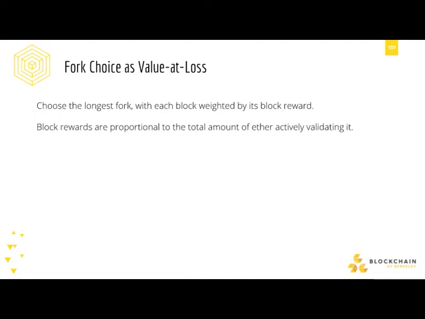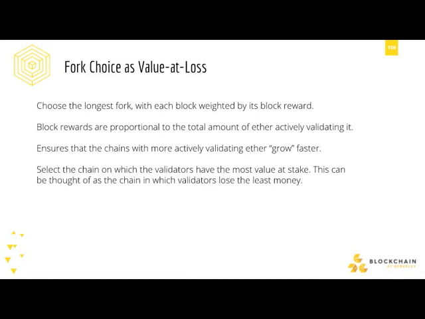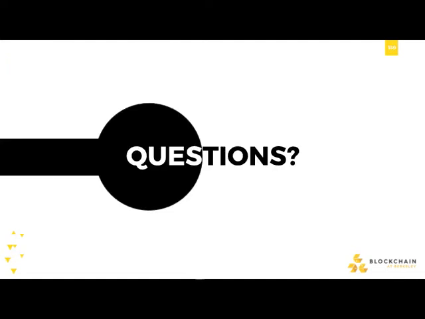And of course, the block rewards are proportional to the total amount of ether actively validating it. Because nodes and validators can verify what the weight is of these different chains, it incentivizes people to choose one, so that there is this converging history. That's fine. Any questions?